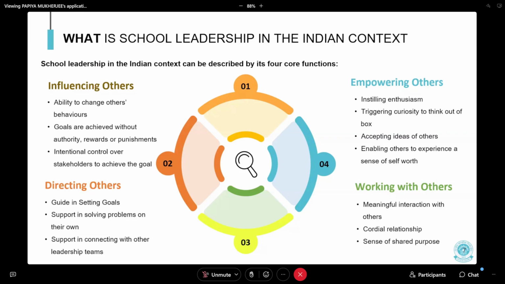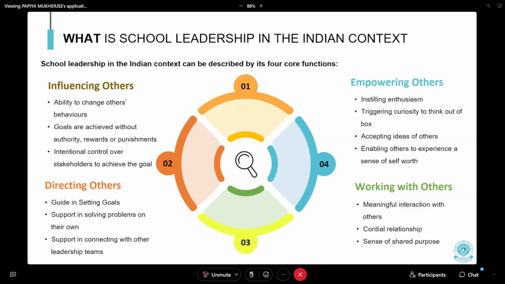In the Indian context, when we say pedagogical leader, what are we looking at? Which functions are we talking about? There are some core functions, enumerated as 4. As a pedagogical leader in school leadership, you have to have the ability to influence others. You need to be an influencer, you need to be empowering others, you need to be a very good collaborator, and you need to direct others. These can be summarized as the 4 main functions of school leadership.